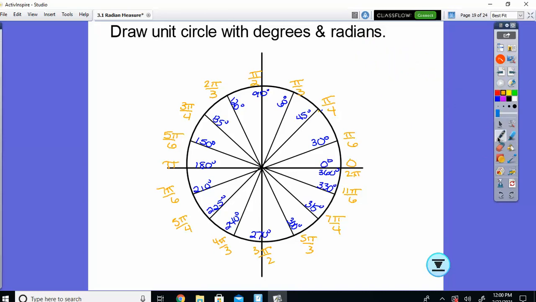Okay. I want to point out something. Do you have a question? Yeah, I was going to ask if the other way to do it, where you multiply by pi over 180, will work for the whole circle.